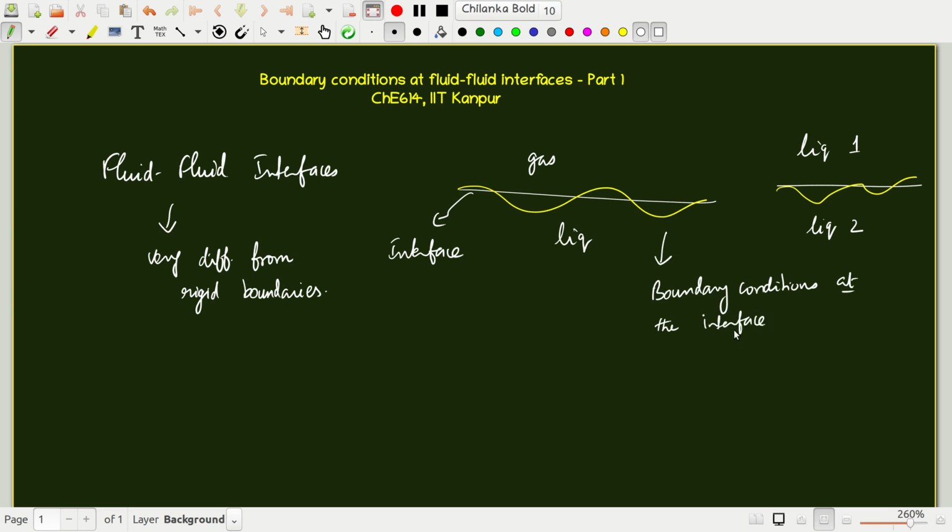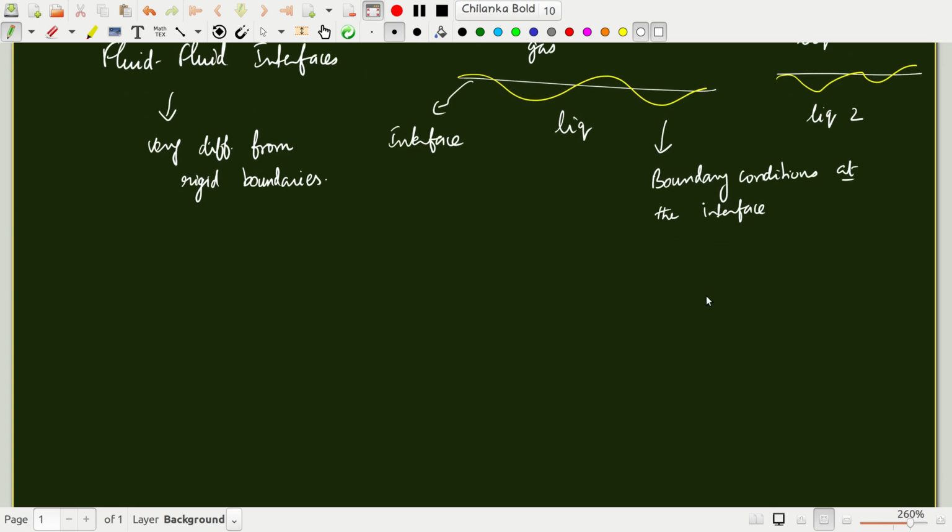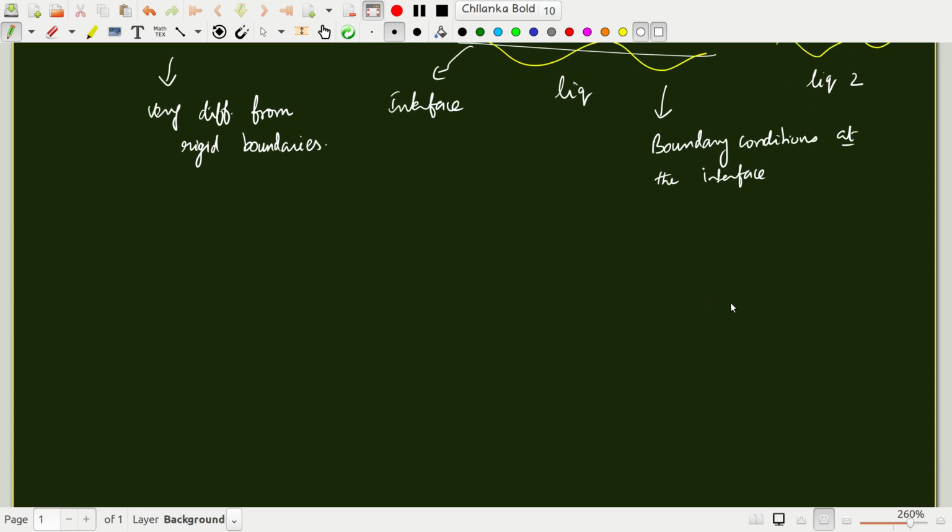These conditions are slightly involved, and many of you may not be aware of them. So I thought I'll spend a module or two on clarifying the basic ideas involved in fluid interfaces and their boundary conditions, how to characterize fluid interfaces, and so on. The first thing that we all know is that for rigid boundaries, we have the famous no-slip boundary condition, and the no normal velocity or no penetration boundary condition.